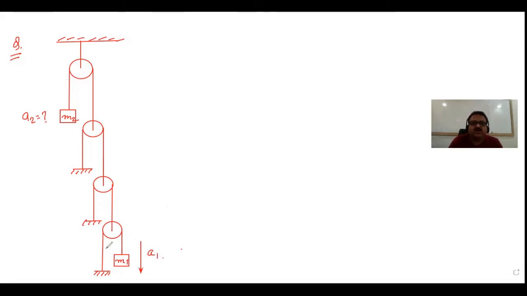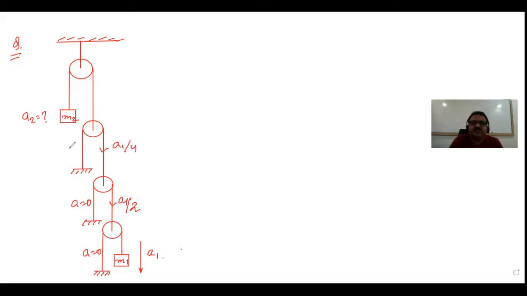A1 acting downward. This pulley is fixed, acceleration is 0. So what will be the acceleration of this? This will obviously be A1 by 2, because what we know is this plus this divided by 2. Now, this pulley is fixed, acceleration is 0. So this will be A1 by 2 plus 0 divided by 2, A1 by 4.